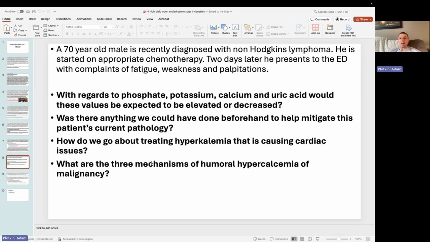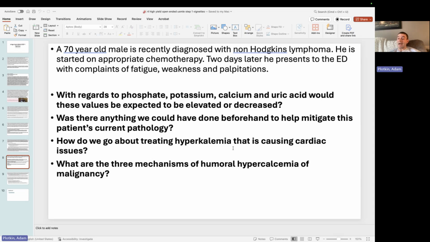All right, and then we're going to the last one. This one will be relatively quick. We have a 70-year-old male recently diagnosed with non-Hodgkin's lymphoma. He started on appropriate chemotherapy. 2 days later, he presents to the ED with complaints of fatigue, weakness, and palpitation. So my first question for you, with regards to phosphate, potassium, calcium, and uric acid, would these values be expected to be elevated or decreased?